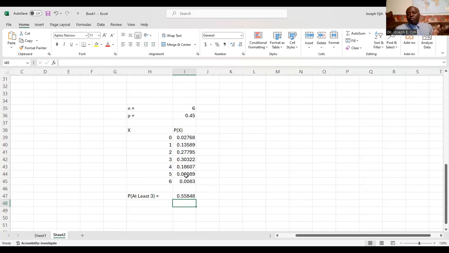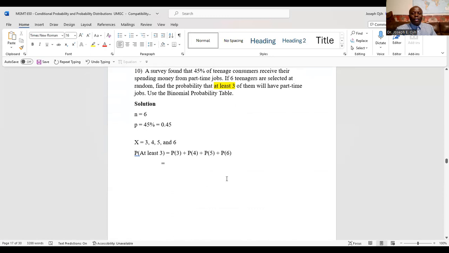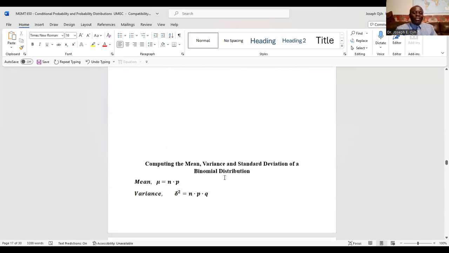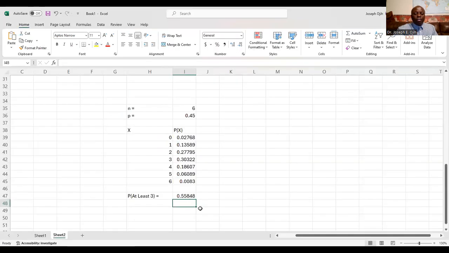So that's how you do it. Any question on this one? No, so far so good. It's better doing it through Excel, which I like. You could prefer the Excel method, right? Yes. Okay, good. So let me just type the answer we got in Excel, and that would be 0.558.